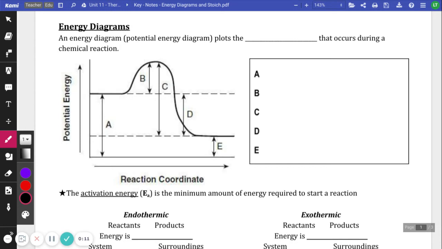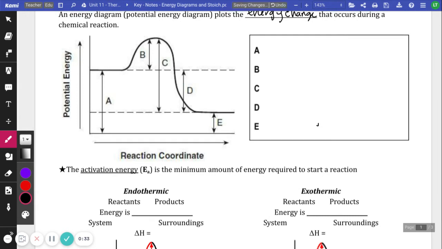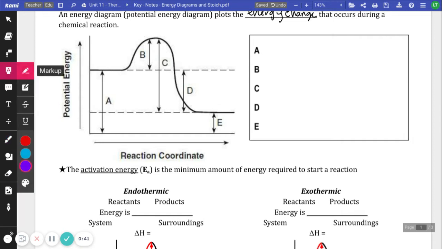So basically what an energy diagram is, it's sometimes also called a potential energy diagram, is a visual representation of the energy change that occurs during a chemical reaction. An energy diagram plots the energy change that occurs during a chemical reaction. And it looks like this. This one is actually an exothermic potential energy diagram, and we'll talk through how we know that as we go. So we're going to start right here with A.